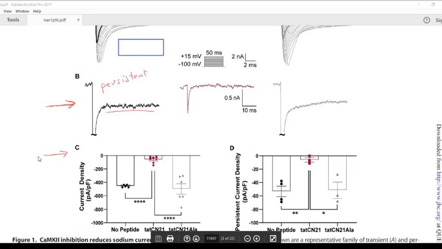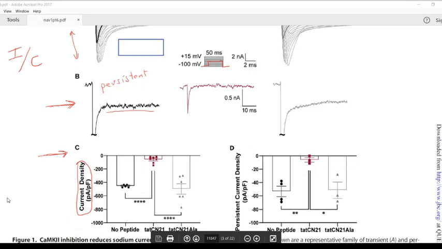So what they've done in C is they've taken the response to a step to minus 25 millivolts, measured the size of that current. So you get the current, then you divide it by the capacitance here. So that's current divided by capacitance.